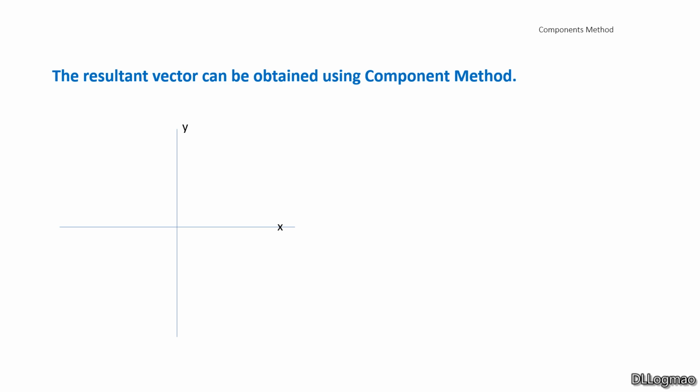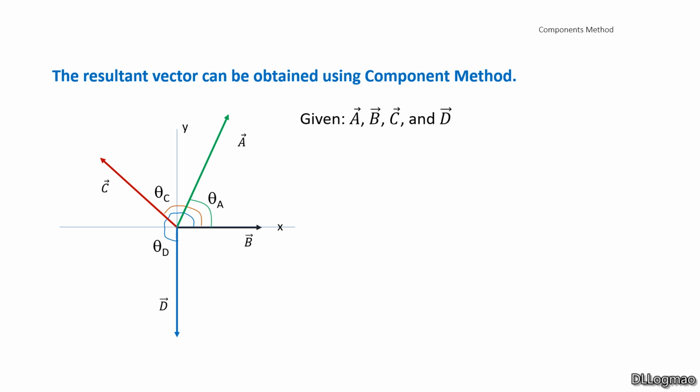Find the resultant vector of these vectors: vector A, vector B, vector C, and vector D. The directions of the vectors measured from the positive x-axis are theta sub A, theta sub B, theta sub C, and theta sub D.